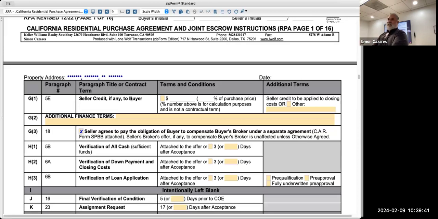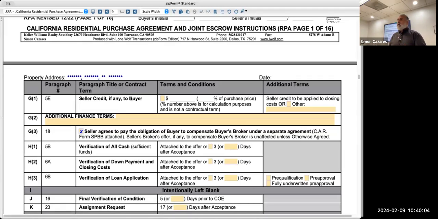Don't mind me asking this question: if I'm a listing agent and I get an offer where this box is not checked, what am I expecting, or does it matter to me as a listing agent? You can definitely put that as part of your counter if you want as a listing agent: "Hey, do you have a buyer representation agreement signed and executed?"